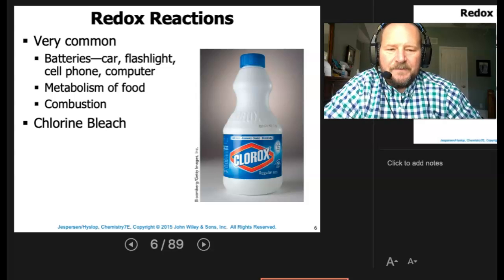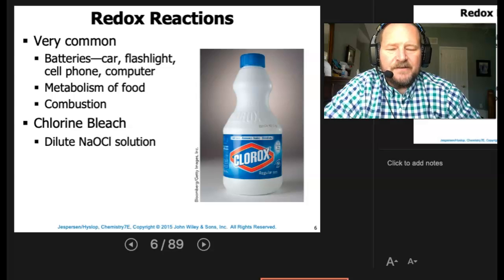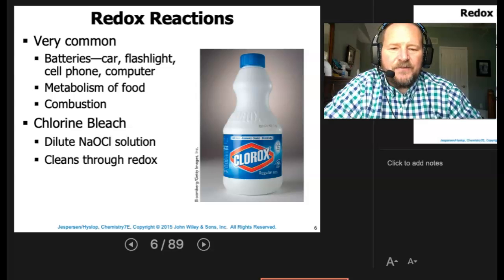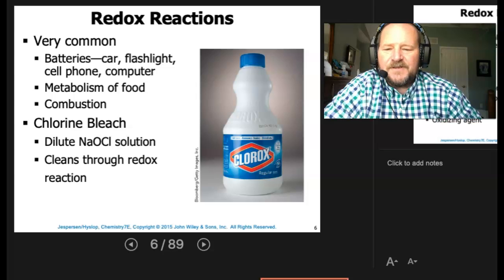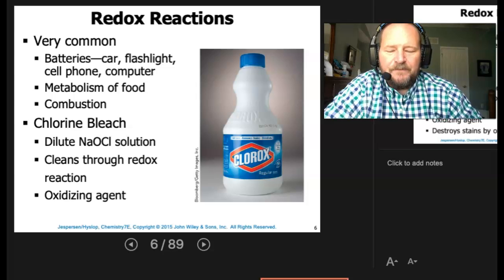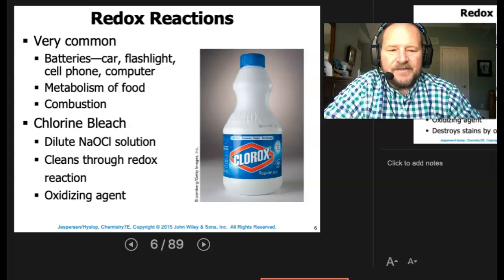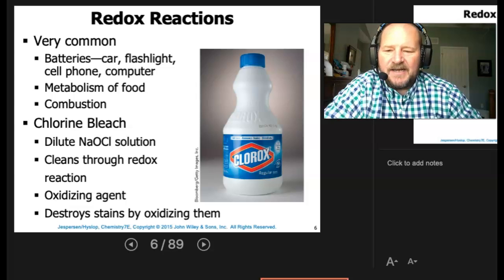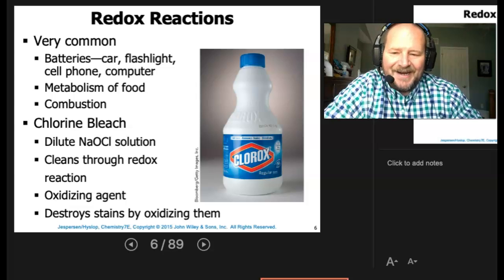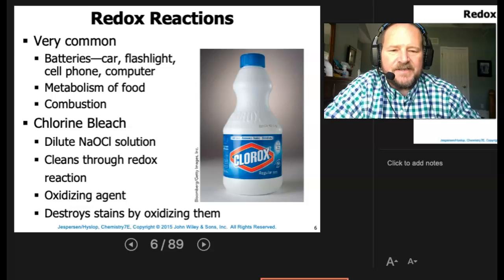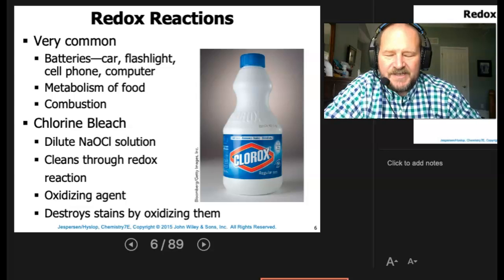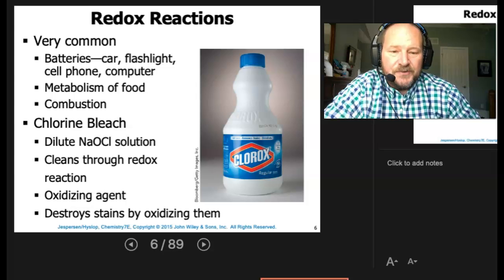Now we can also deal with chlorine bleach, right? Especially this time, with COVID going on. Chlorine bleach, you can use dilute sodium perchlorate solution. This is going to clean through redox. So it's going to be a redox reaction that's actually doing the cleaning. And it's going to act as an oxidizing agent. Okay, it's going to destroy the stains by oxidizing them. I think I mixed that up, but it's going to be the oxidizing agent, so it's going to oxidize the stuff around it.